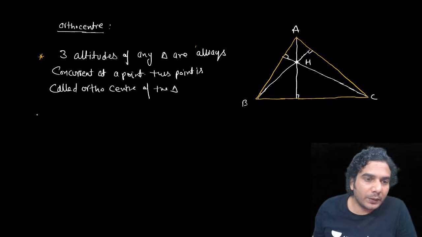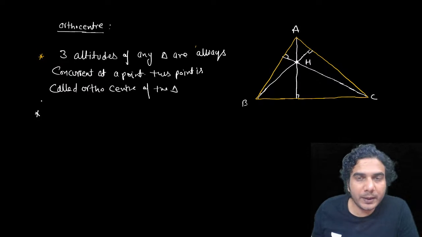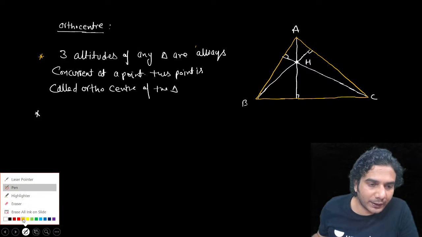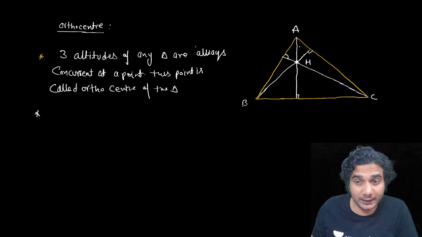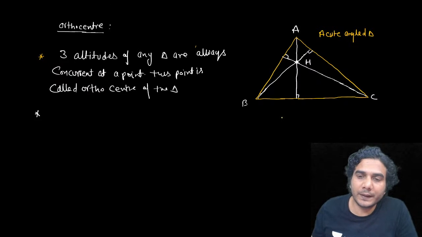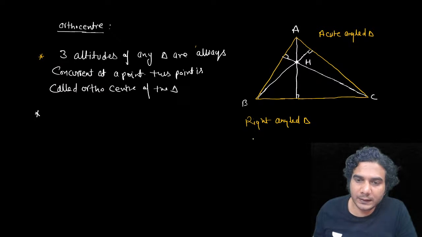Now one more important point related to the orthocenter, let me tell you. This orthocenter may be inside the triangle, on the triangle, or outside the triangle. See, this is an acute angle triangle. Now if I make a right angle triangle, then you can see.